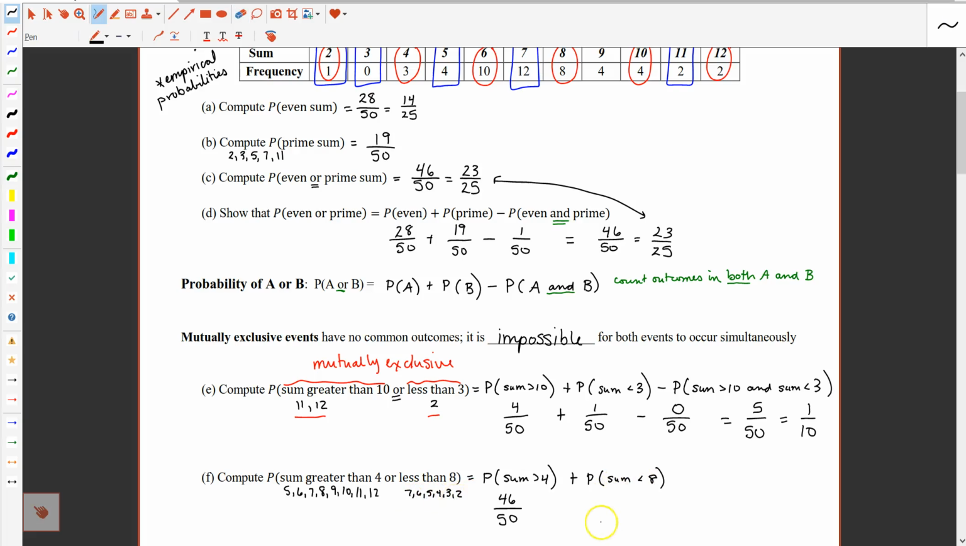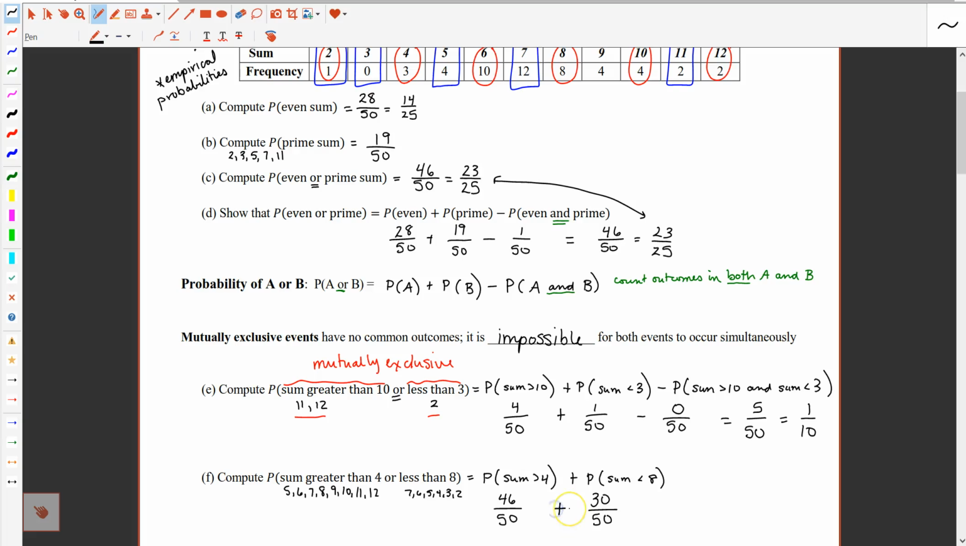So, for the probability that the sum is less than 8, out of the 50 trials of the experiment, let's see, 12 plus 10 plus 4 plus 3 plus 0 plus 1. Adding all of those up, that'll get me 30 outcomes out of the 50 total.